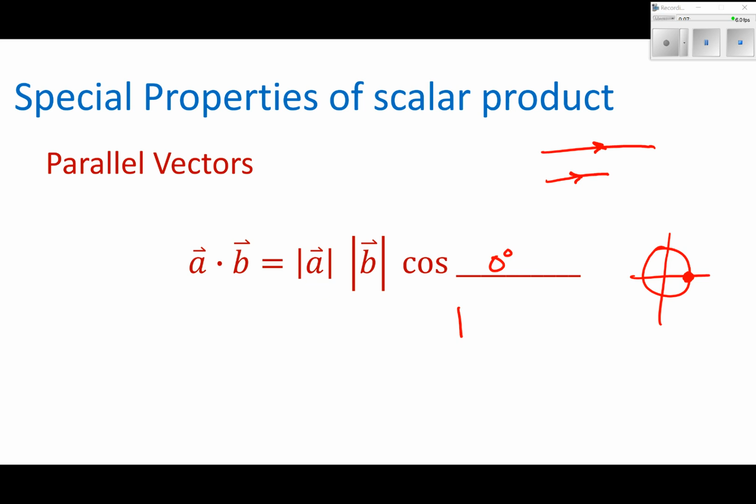And so I'm taking the magnitude of A times the magnitude of B times 1. So therefore, the dot product of the two is going to be the same as the magnitudes multiplied by each other.